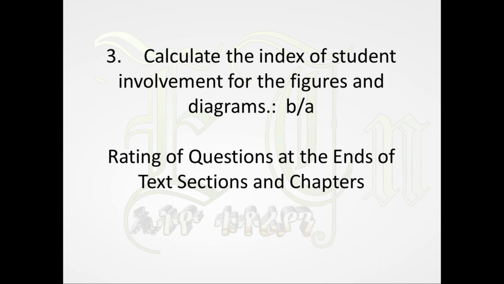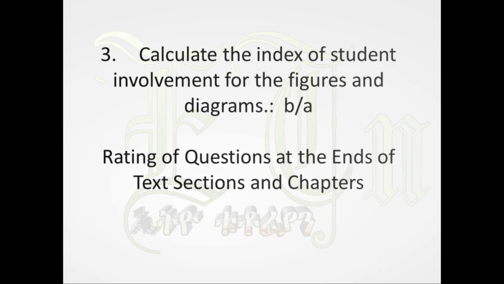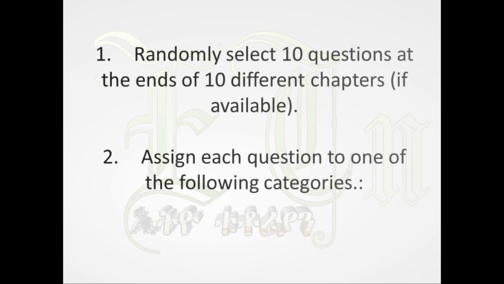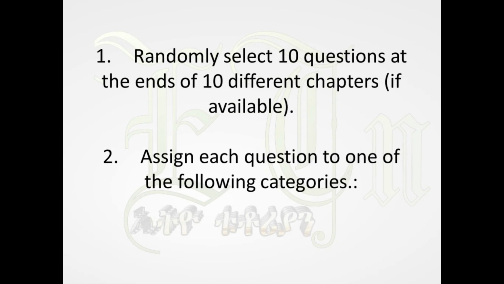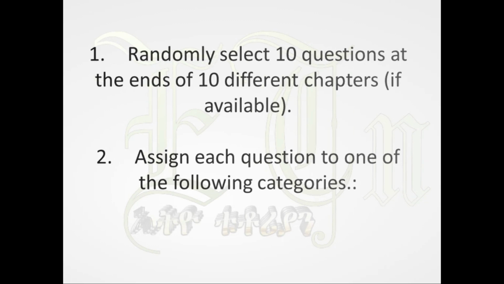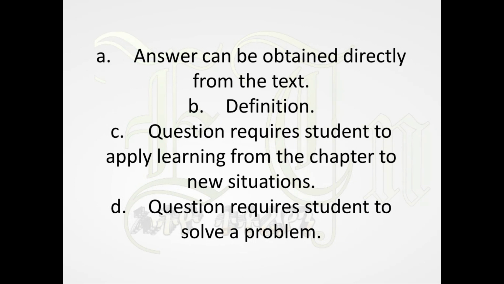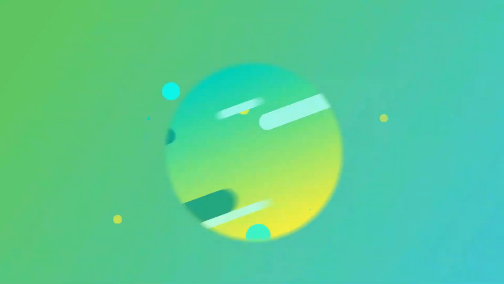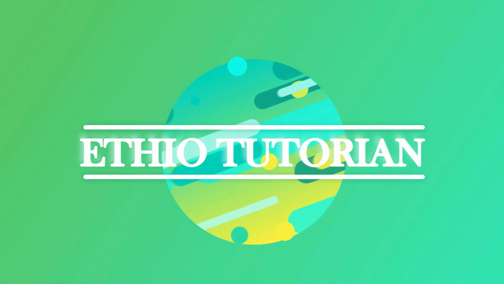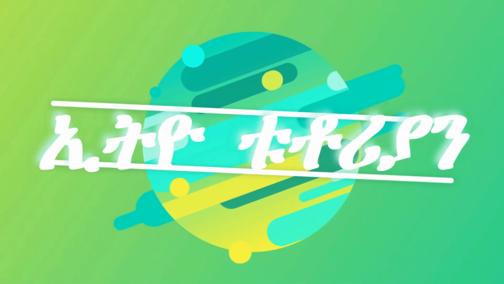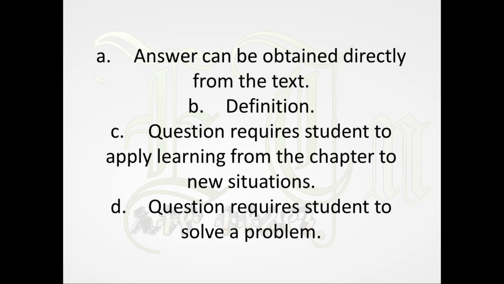B/A. Rating of questions at the ends of text sections and chapters. 1. Randomly select 10 questions at the ends of 10 different chapters if available. 2. Assign each question to one of the following categories. A. Answer can be obtained directly from the text. B. Definition. C. Question requires student to apply learning from the chapter to new situations.